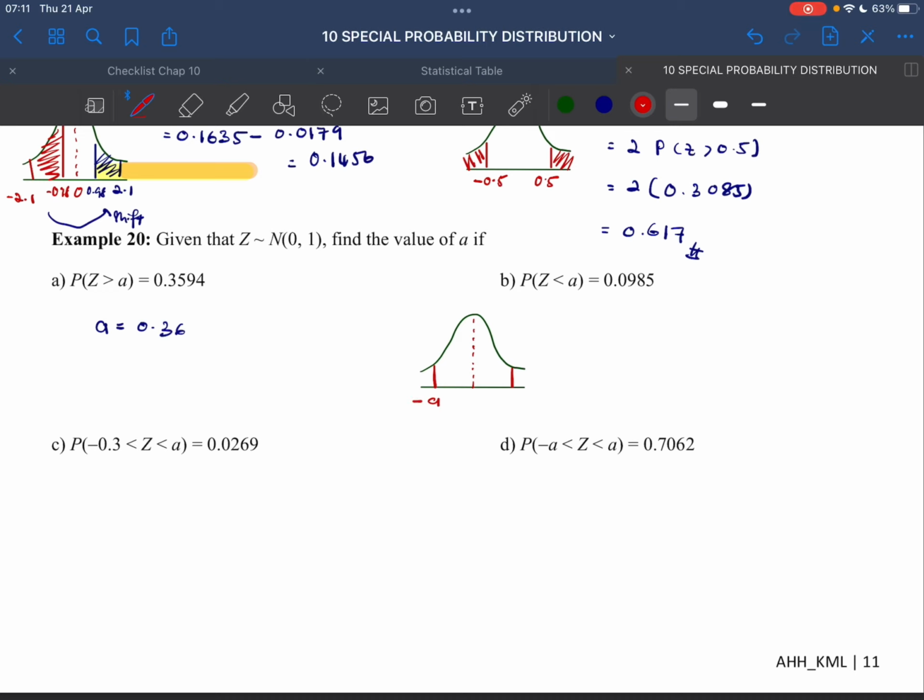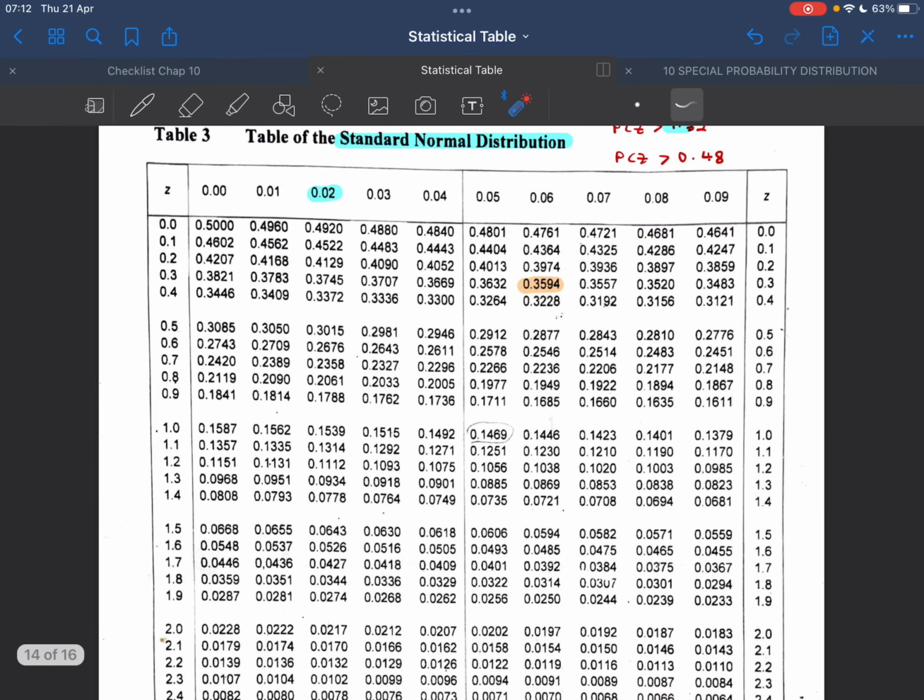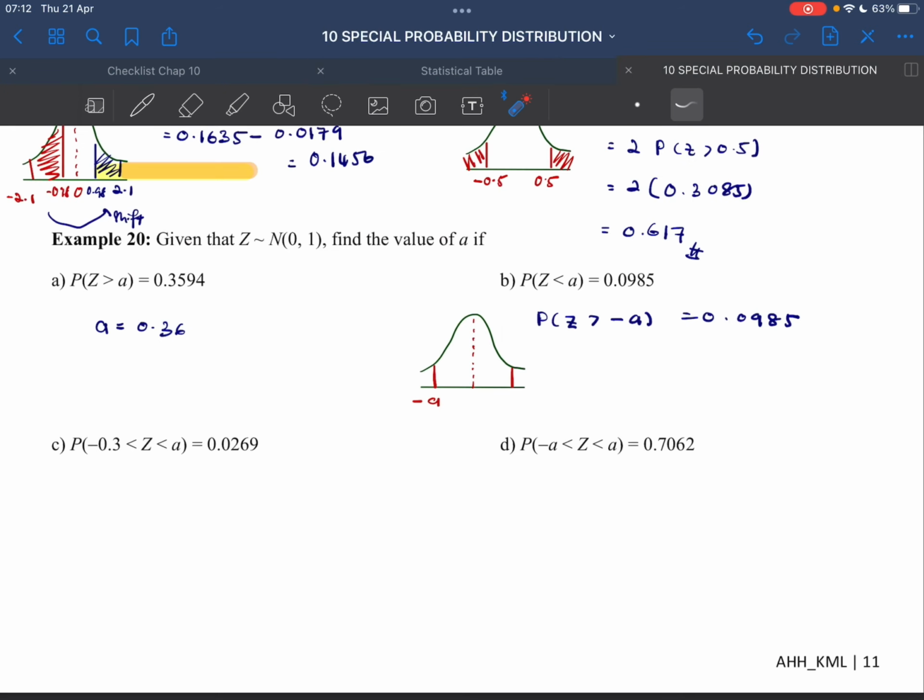Okay, so now we are going to change this P(Z less than A), since we know that it is negative A. So we have P(Z greater than negative A) equals 0.0985. Okay, so now we are going to find 0.0985 in the table. So here is 0.96, here is 0.0985. This one represents 1.29. So here we actually have P(Z greater than 1.29) equals 0.0985.